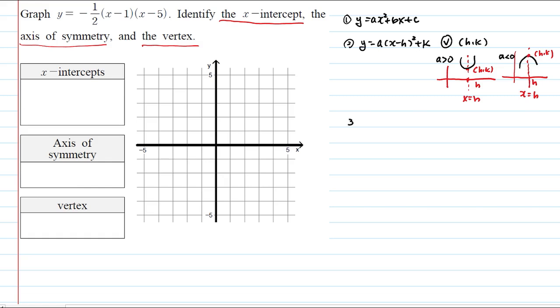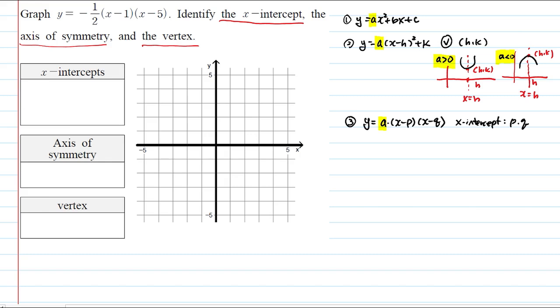Okay, the third one is the intercept form. That's a times (x minus p) times (x minus q). Your x-intercepts will be p and q. Now again, your a value will decide the shape of the graph. We've already illustrated this in the solution.